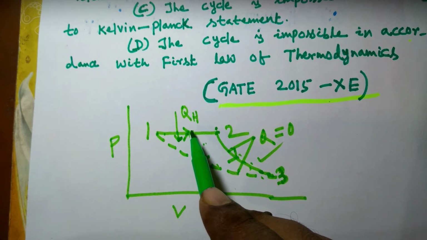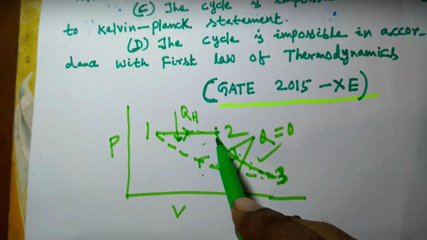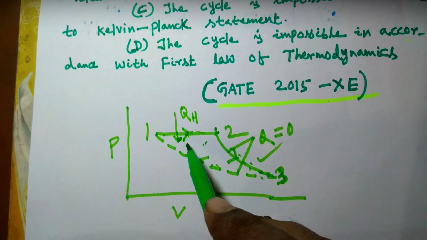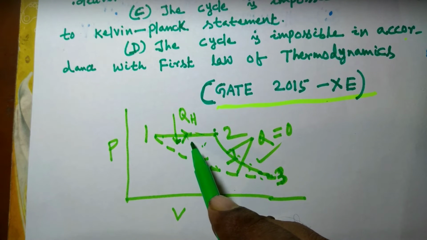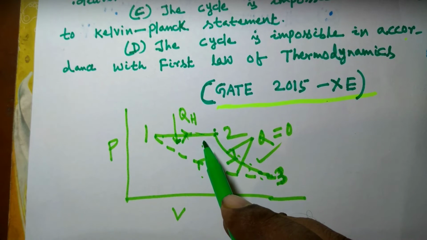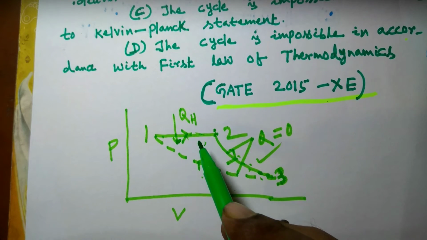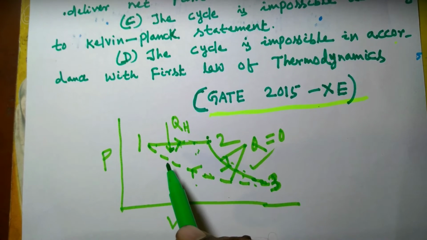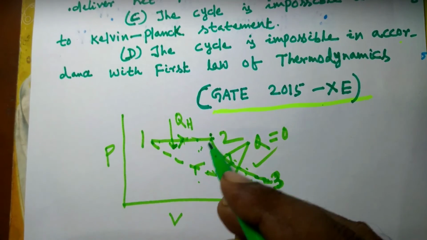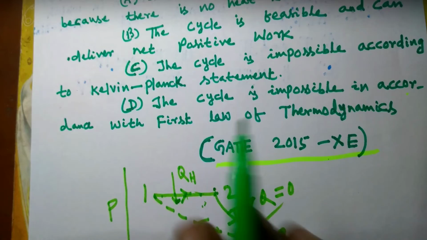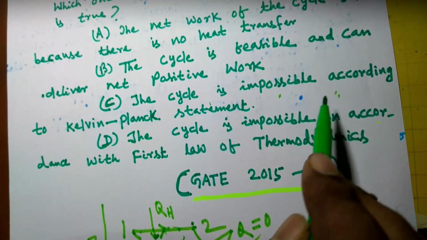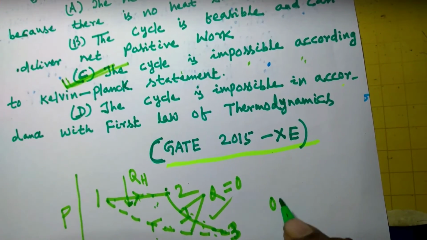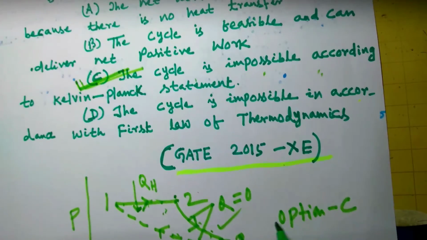Here only one heat interaction takes place during these two processes, and some network output is produced, because the included area in the PV diagram represents network output. But this is violative of the Kelvin Planck statement of the second law of thermodynamics, because this cyclic device exchanges heat with only one reservoir during process 1 2, and not in the other two processes 2 3 and 3 1, because they are adiabatic processes. So the correct option will be, the cycle is impossible according to the Kelvin Planck statement. So option C would be the correct answer.